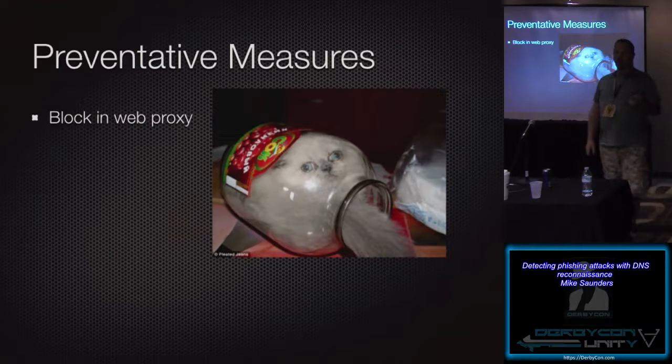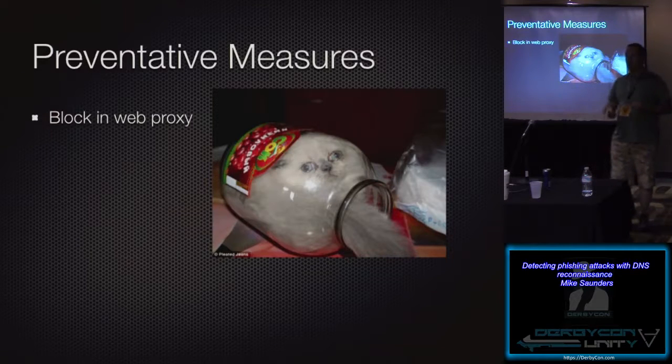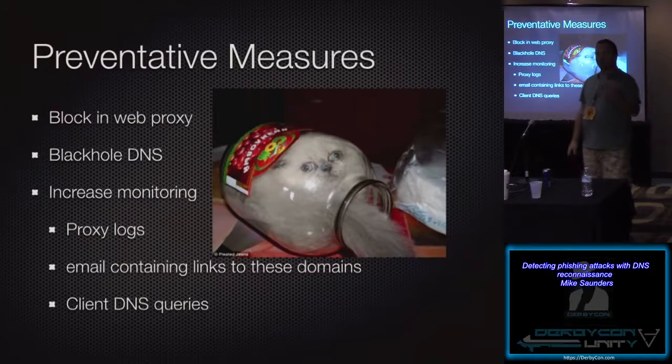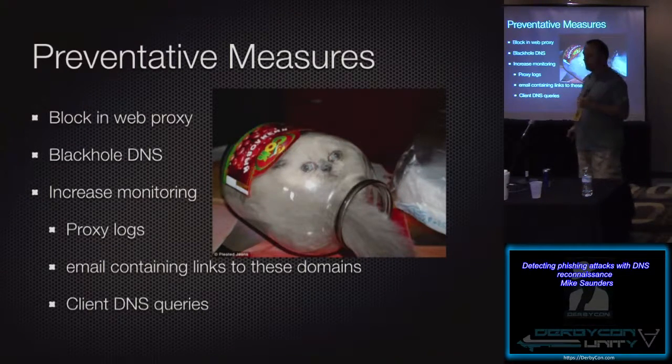Block the domains in your web proxy if they're not valid sites. Even if they're just advertising sites, you don't know that they're not going to deliver some kind of malicious ad a week, a month, a year from now. So block it in your proxy. Maybe you want to black hole DNS so no one in your network can get to it. Increase your monitoring. Look for those phishing domains coming in emails, or those typo squatted domains coming in emails, because that means an attack is happening.